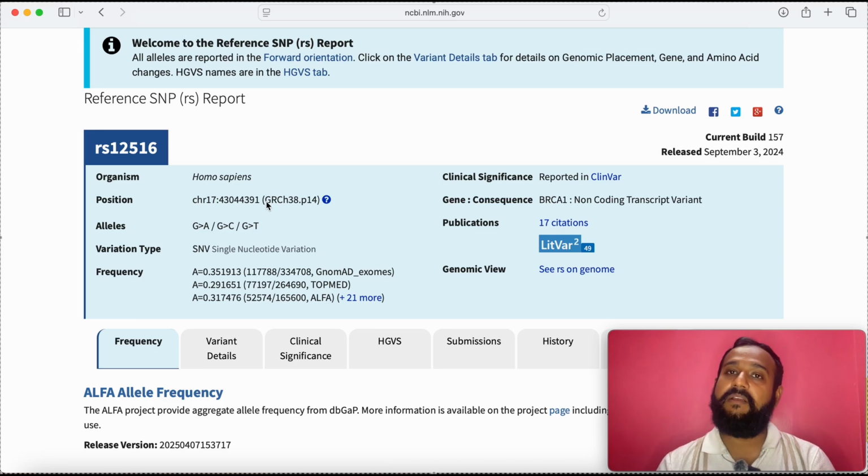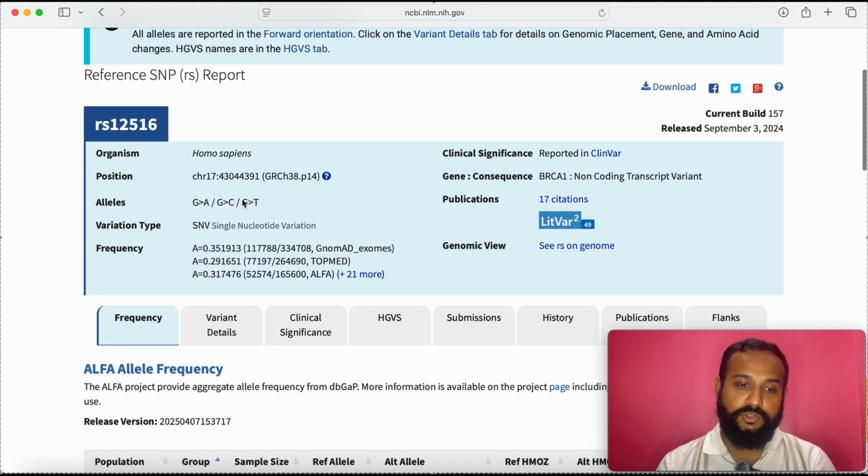Which particular assembly it is, like you can have GRCh37 as well. That assembly is obviously a bit outdated. This is the latest one, and accordingly the location will change. Basically this particular ATGC sequence location number would change in the chromosome.